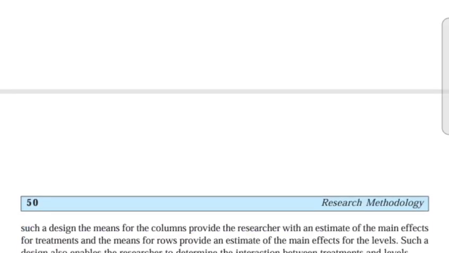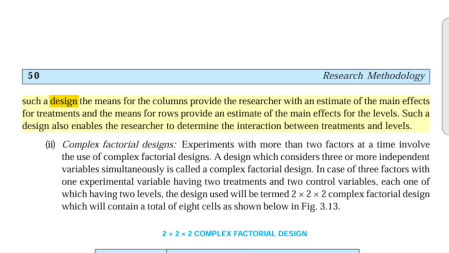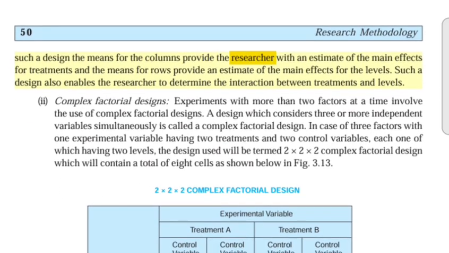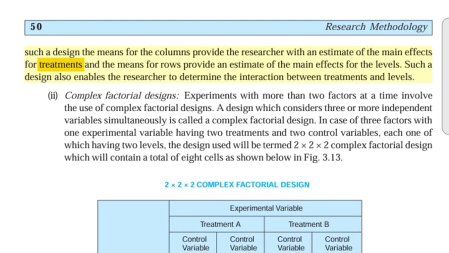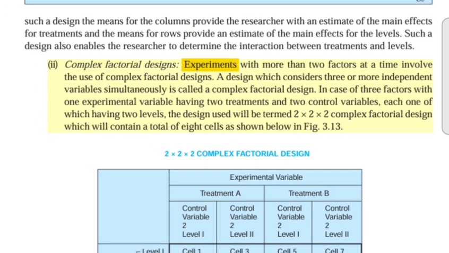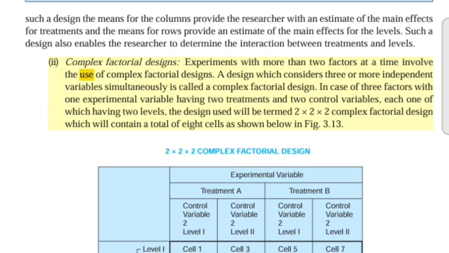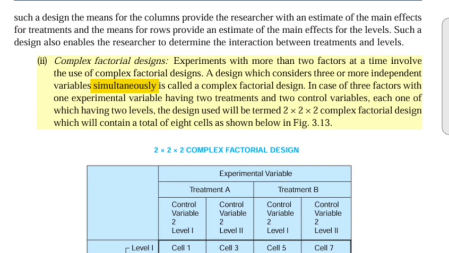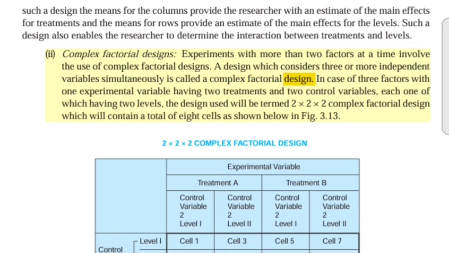In research methodology such a design, the means for the columns provide the researcher with an estimate of the main effects for treatments and the means for rows provide an estimate of the main effects for the levels. Such a design also enables the researcher to determine the interaction between treatments and levels. Complex factorial designs. Experiments with more than 2 factors at a time involve the use of complex factorial designs. A design which considers 3 or more independent variables simultaneously is called a complex factorial design.